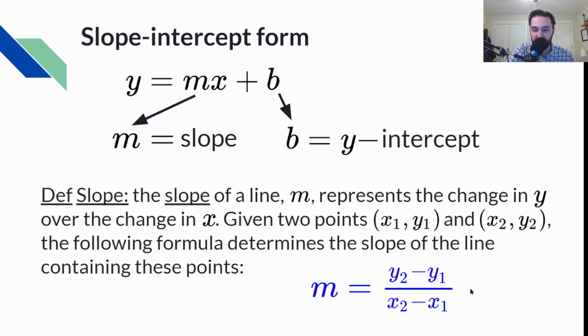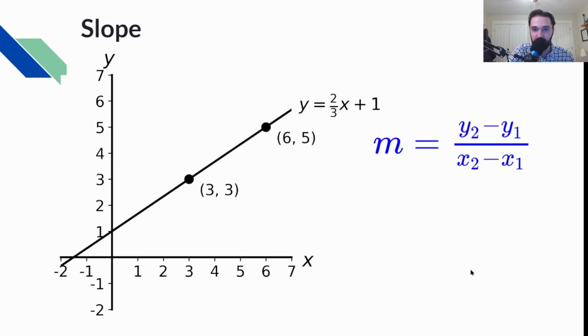This is the famous slope formula. If you have 2 points, you can take their coordinates and slap them into this formula, and it'll give you the slope. So let's do that right now. Let's find the slope of this line. We have 2 points, so we can find the slope.